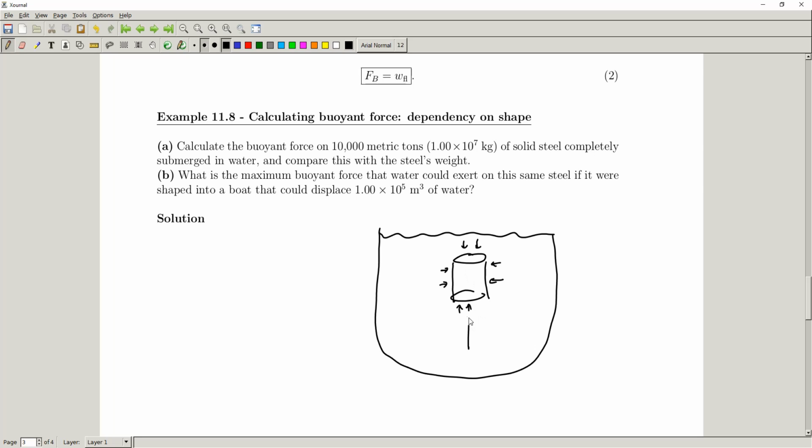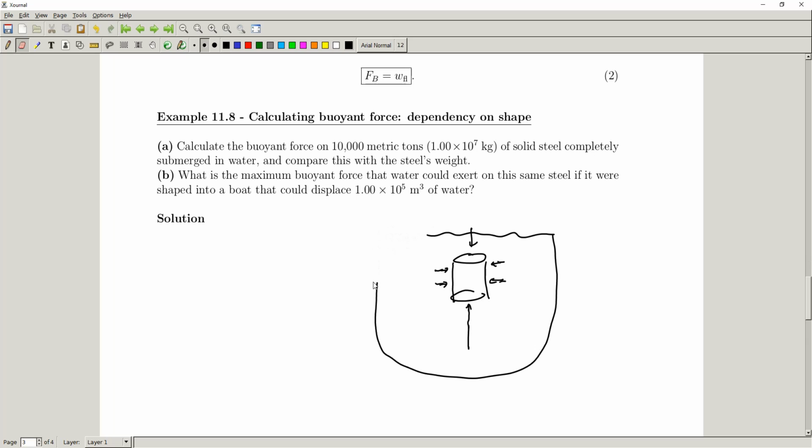So ignore these two little arrows. Because this bottom part is deeper, we're going to end up with a larger force on the bottom acting upward than we do on the top acting downward, right? And it's this difference in these two forces that's going to give us our buoyant force.